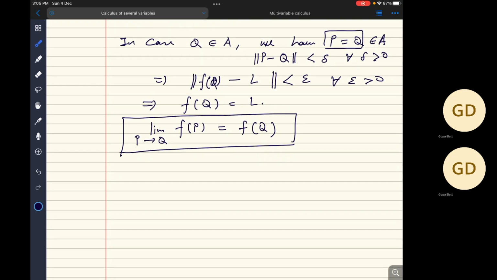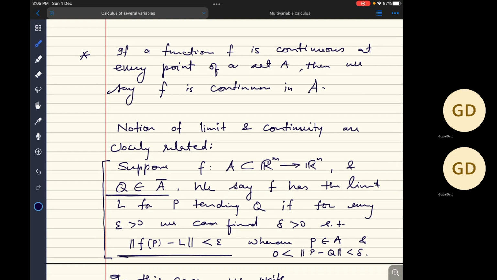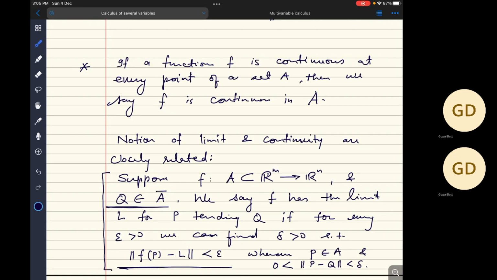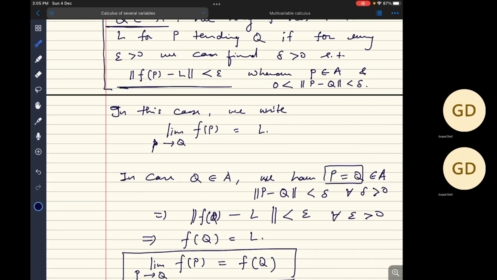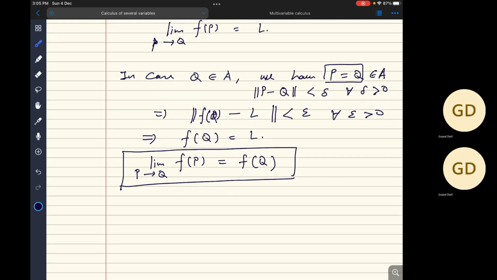So therefore we can write a function f is continuous at a point Q if we have this condition. So this means these two are equivalent statements.